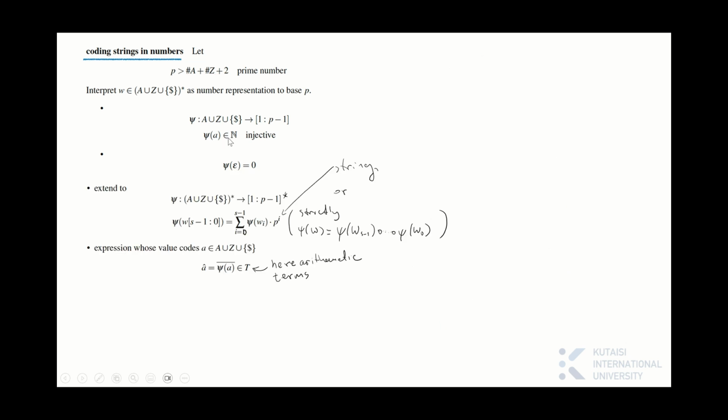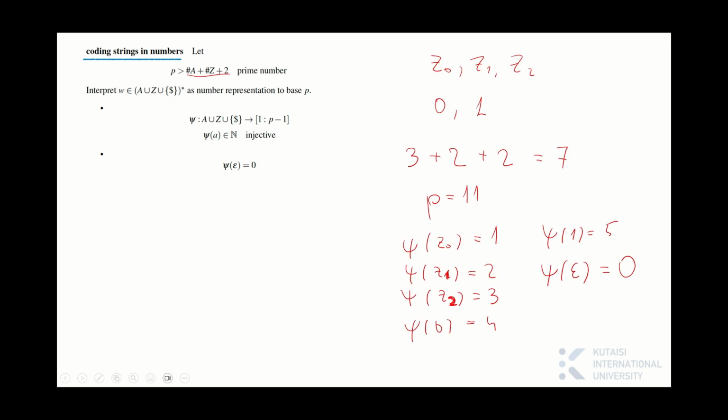And now I extend it to strings as I did before. So if I have a string that represents a configuration, let's say I have a configuration like this. By the way, there's also a blank symbol, I forgot. So maybe psi of blank is also something. We have 1, 2, 3, 4, 5, so maybe let's say 6. It still works. So the blank symbol is also in my alphabet, which I forgot.